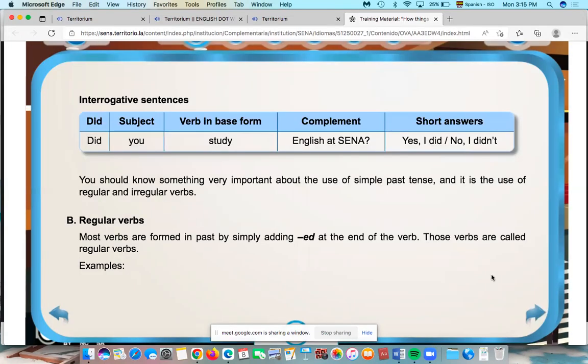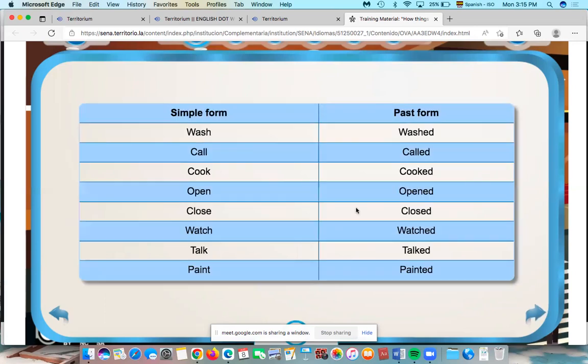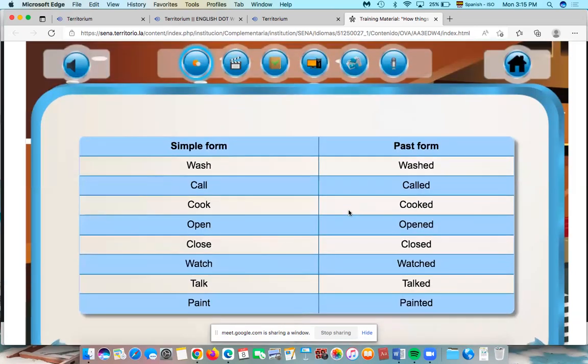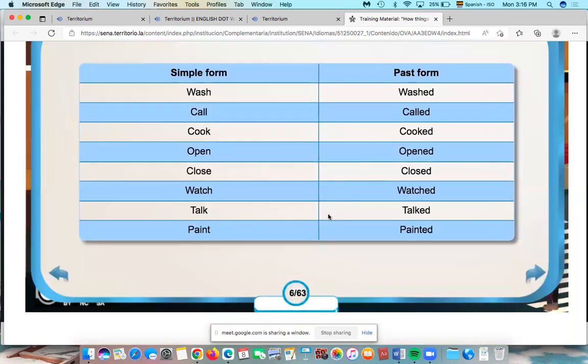Perfect. Okay, great. So when we speak in past, there are different kinds of verbs. We have regular verbs and we have irregular verbs. When we say regular verbs, we're talking about verbs that, when we want to speak in past, we are going to add ed to the verbs. So wash, we're going to say washed. Call, called. Cook, cooked. Open, opened. Close, closed. Watch, watched. And we talk, talked. Paint, painted.